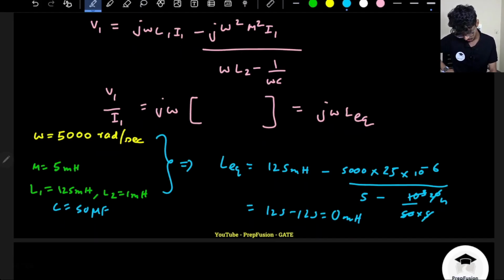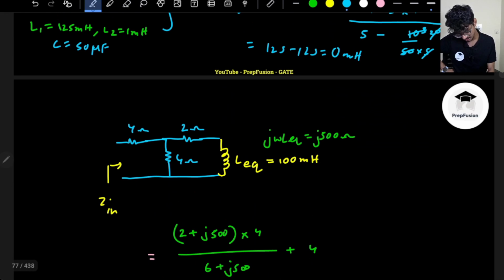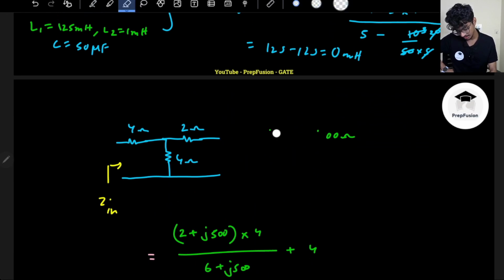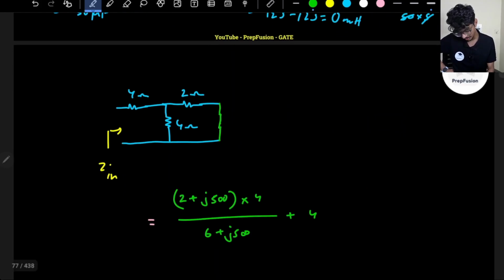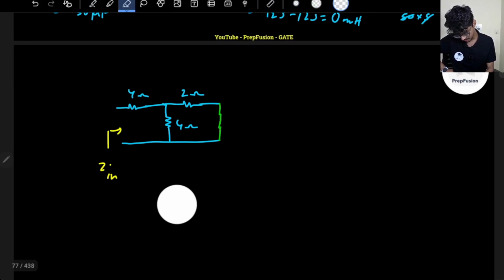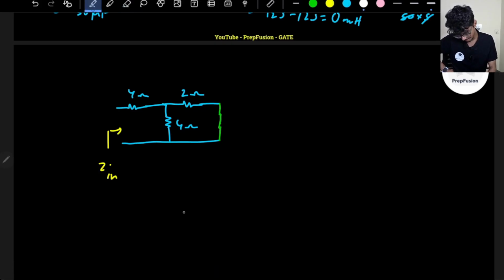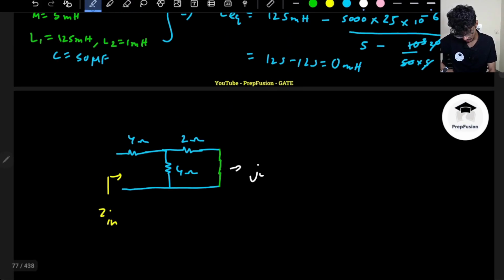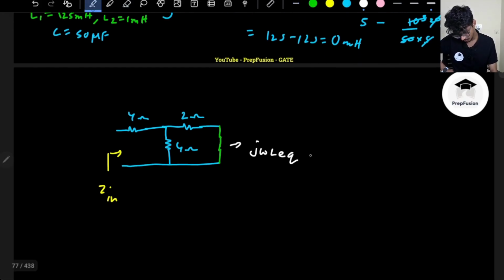L equivalent is 0, so the circuit can be replaced with L equivalent, that is 0. If L equivalent is 0, it is like a short circuit. In frequency domain it is like a short circuit. That's it. So now it becomes very easy to calculate the impedance. L equivalent is 0, that's why the j omega into L equivalent will be 0.